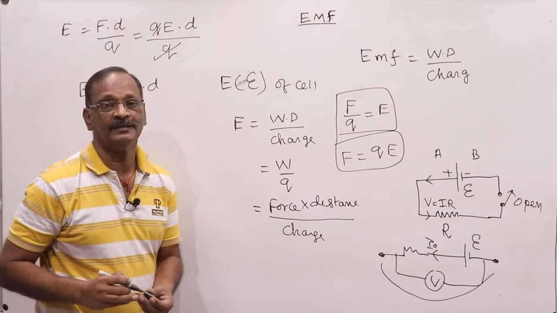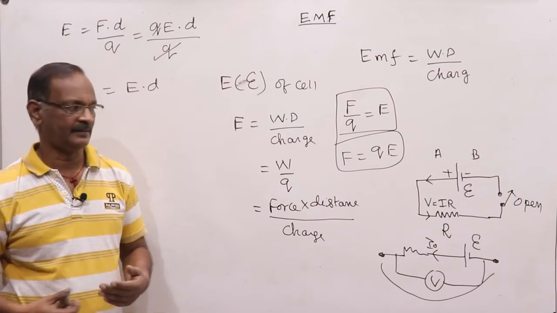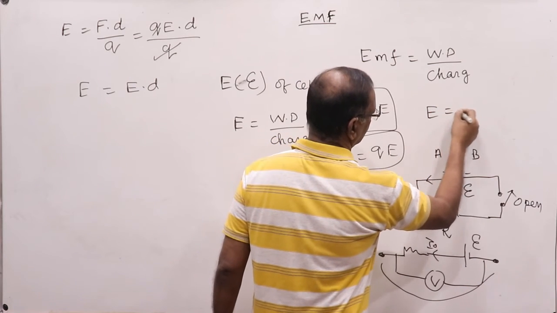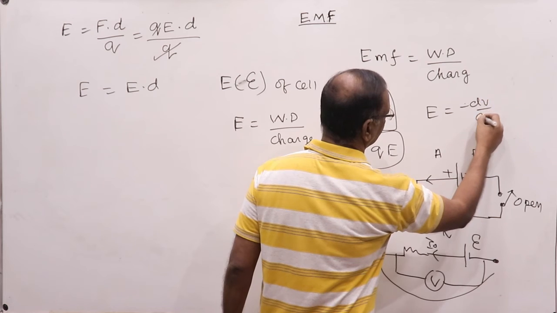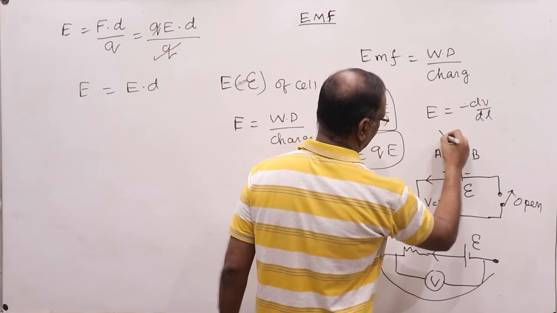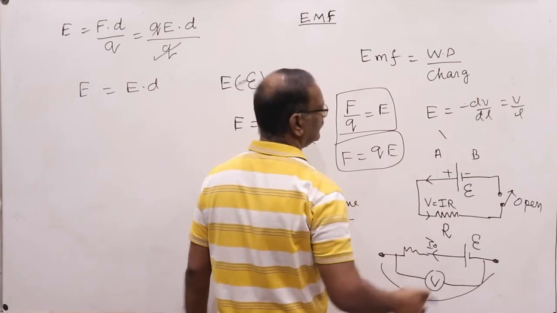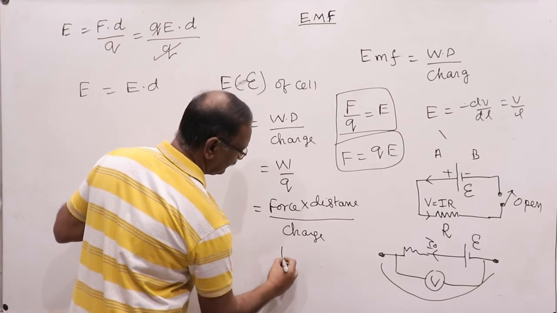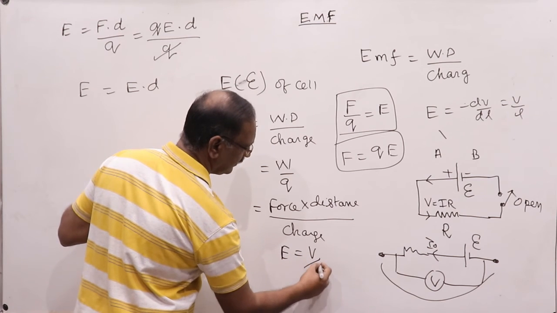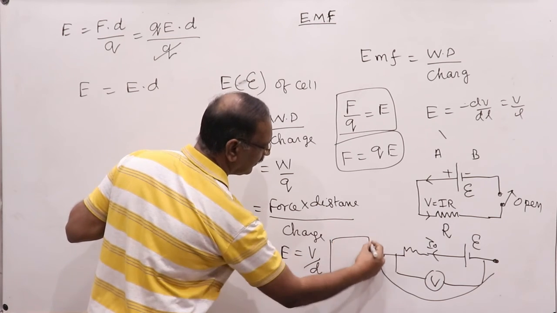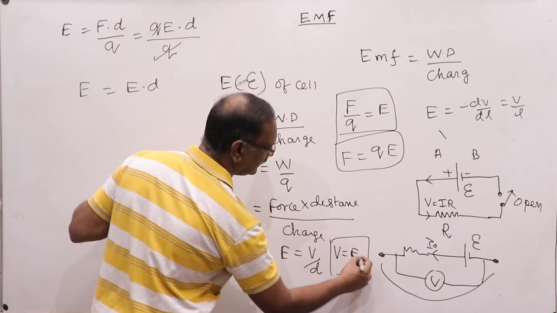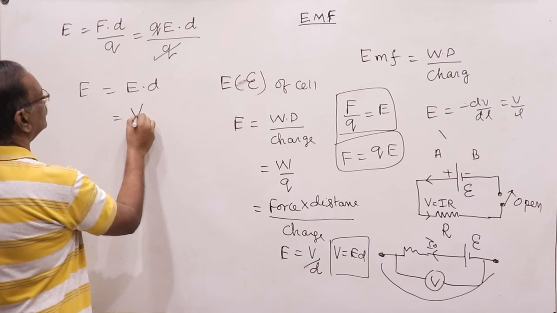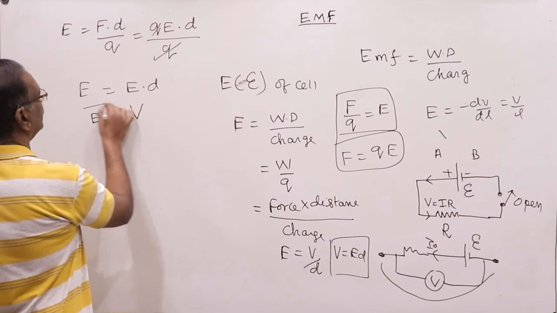Now you have to remember electrostatics. You can't forget what we have already studied. What is E into D? Electric field is equal to the negative potential gradient. It means V by L, that is, potential applied divided by distance is equal to electric field, or we can say electric field is equal to V by D. So potential difference is equal to E into D. E into D is equal to potential difference.